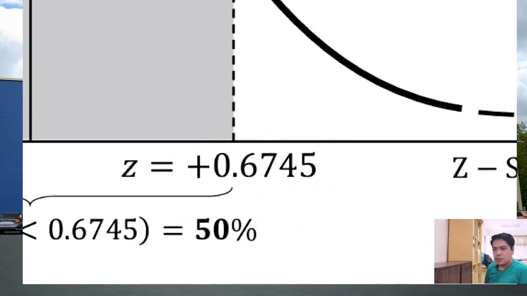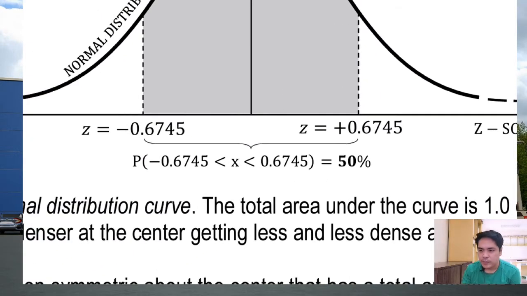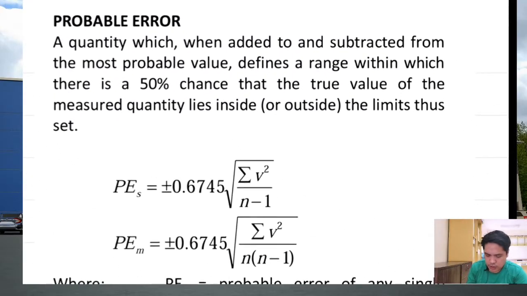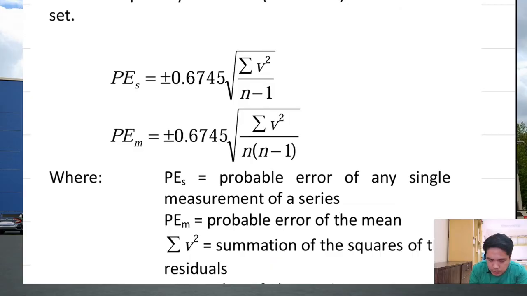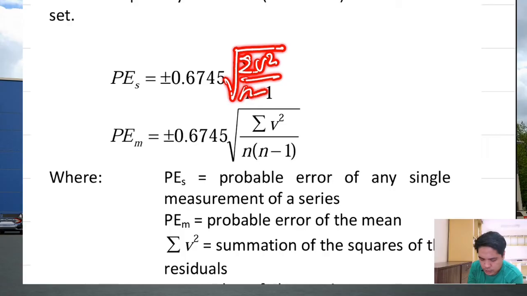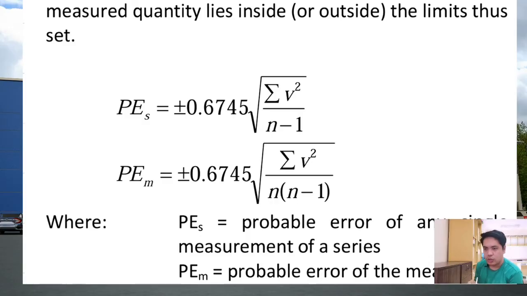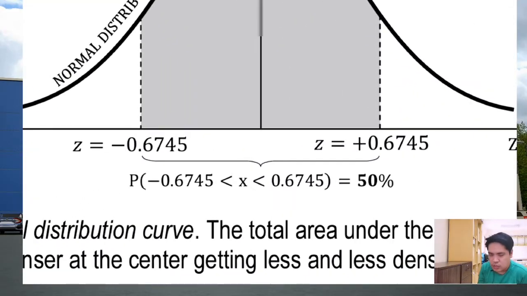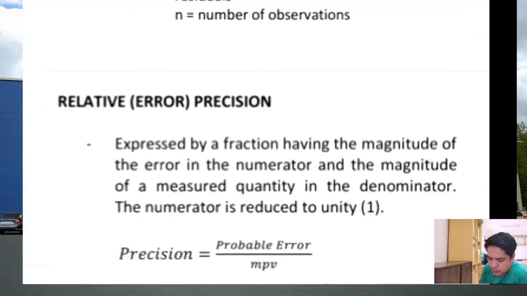So if you use a table in statistics, or maybe you just search on Google, you just search z-score for 50% and that will give you this value. Okay? So that's it. So to continue, we'll have this formula for the probable error. So this is the probable error for single measurements and this is the probable error for the mean. Okay? So if you remember earlier, this is just the sample standard deviation formula. Then this is the sample standard deviation formula for the mean. And to get the probable error, you just multiply this by this factor, positive, negative 0.6745. So that is the factor. That is the z-score, 0.6745. Okay?